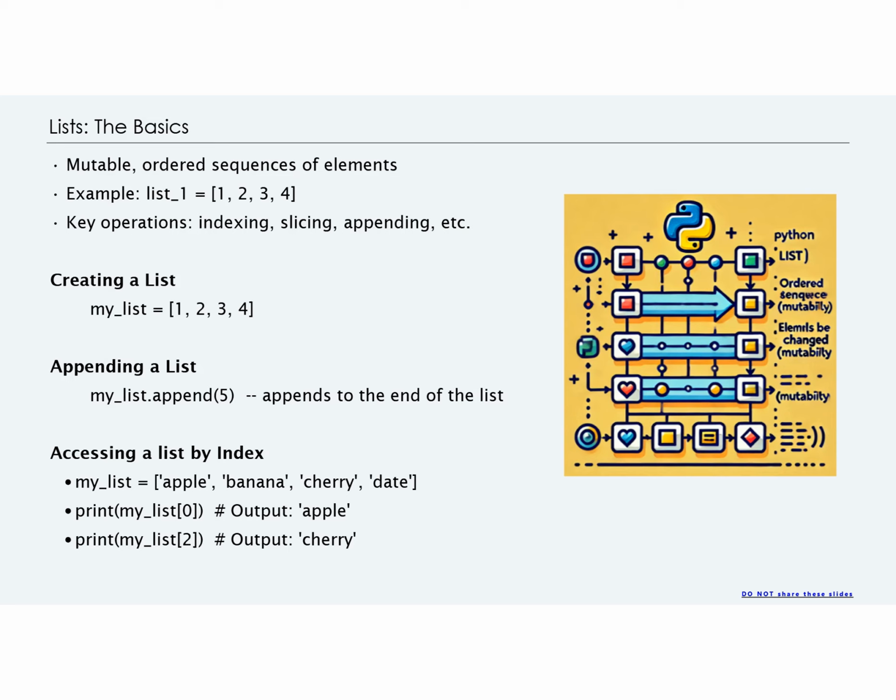Accessing elements by index is straightforward. If you have mylist = [apple, banana, cherry, date], you can access each element by its index.